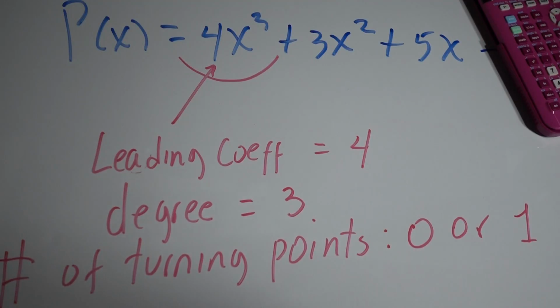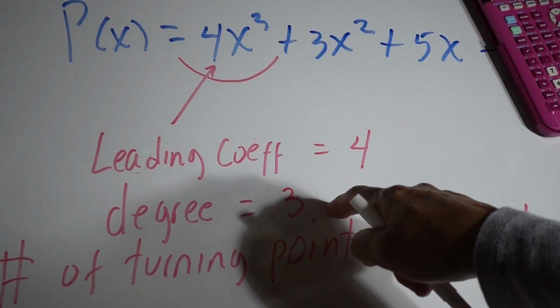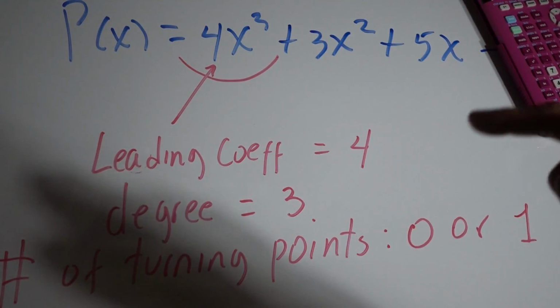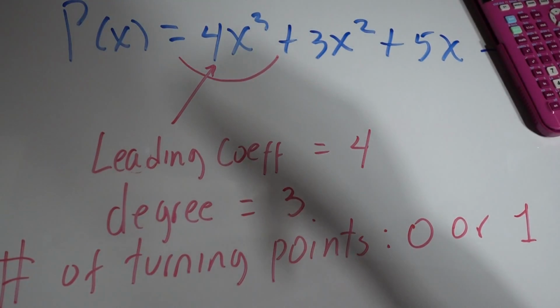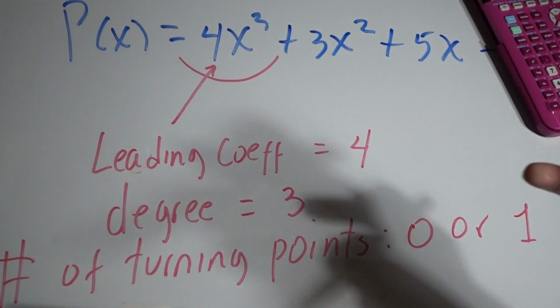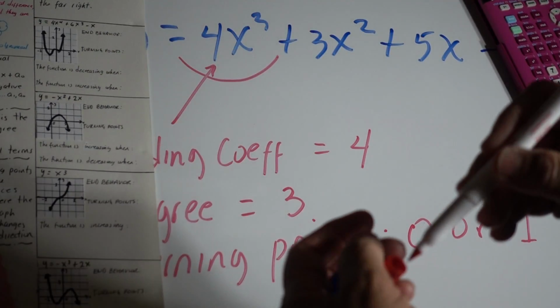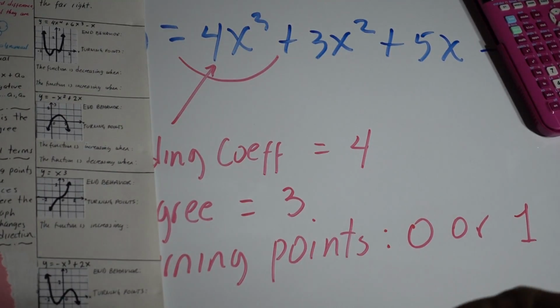Say, for example, the degree of a polynomial is 5, then the number of turning points is going to be 0, or 1, or 2, or 3, or 4. It's always less than the degree by 1.